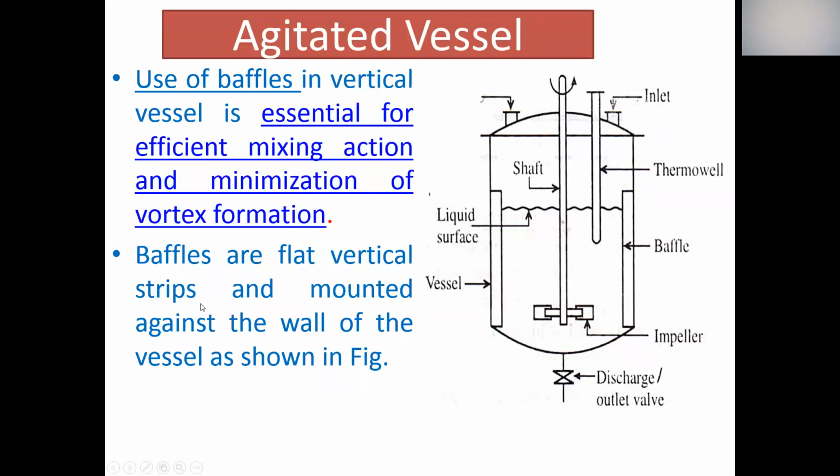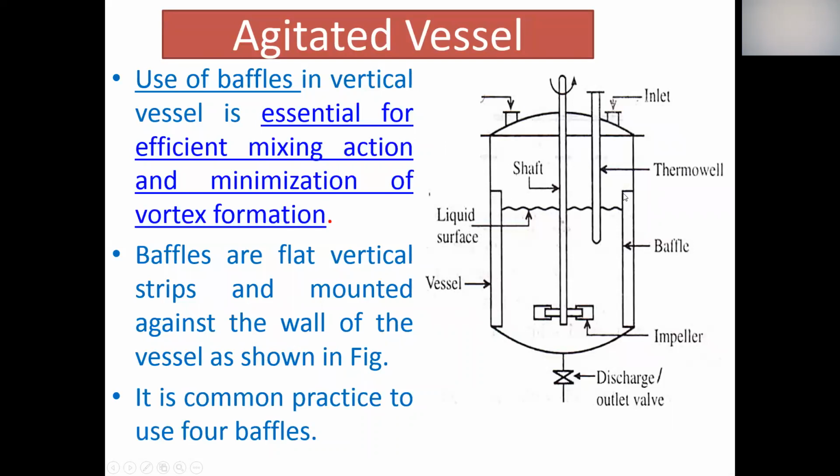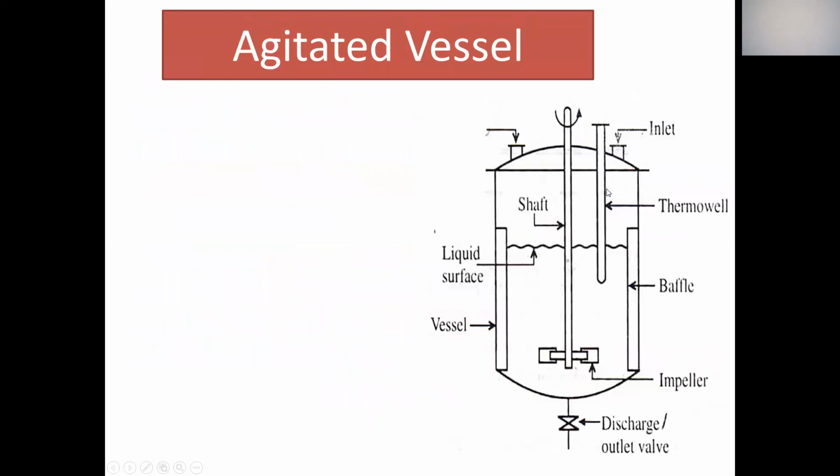Baffles are flat vertical strips which are mounted against the wall of the vessel, as you can see in this figure. So these are the baffles. It is common practice normally to use 4 baffles in the tank so that you can avoid the vortex formation and proper mixing takes place. We are going to talk about the vortex formation in coming slides.